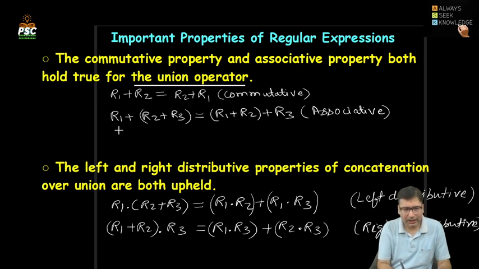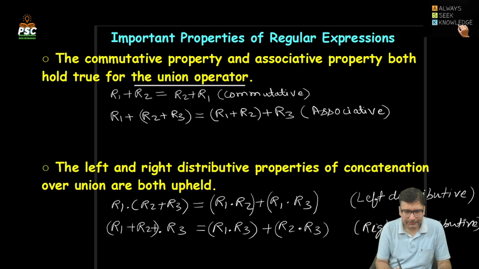Similarly here, let's say you have three regular expressions R1, R2 and R3. If you first perform union on R2 and R3, and then perform union with R1, or if you first perform union on R1 and R2 and then perform the union of the result with R3, then also the resultant regular expression will be equivalent or the same. So this is also associative.